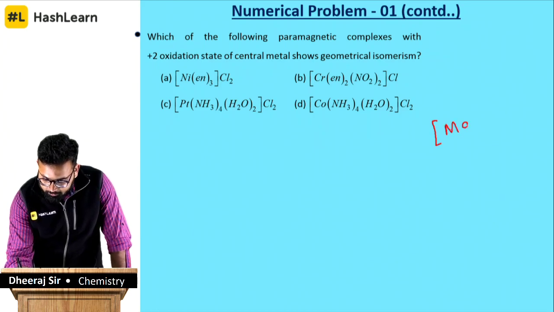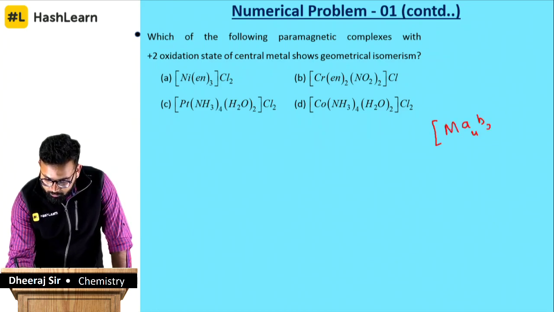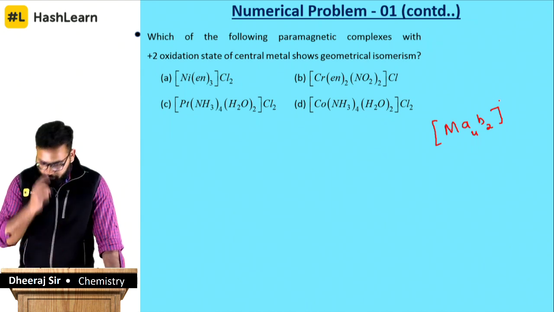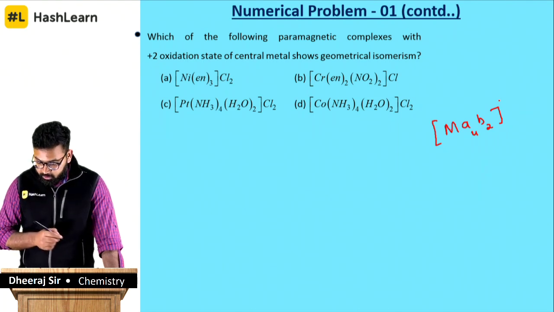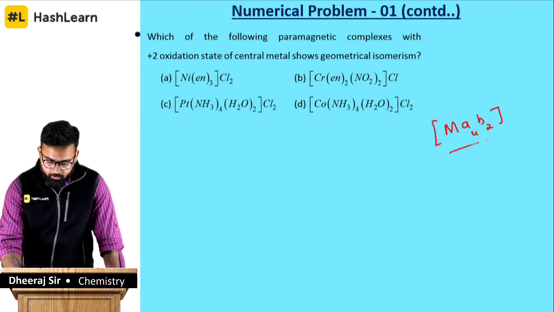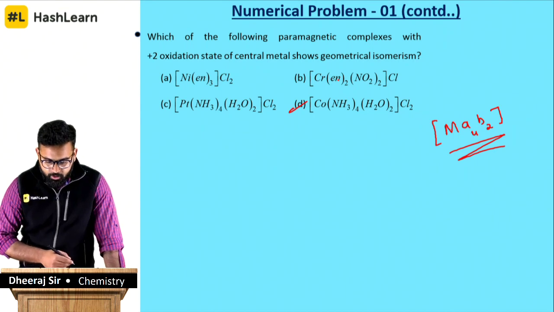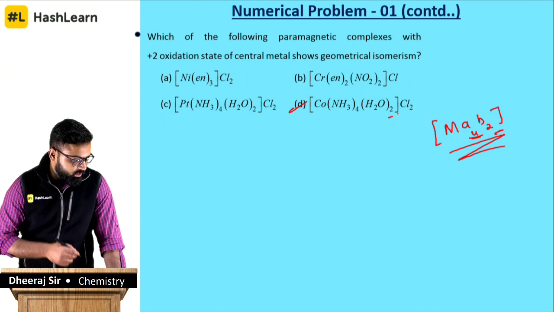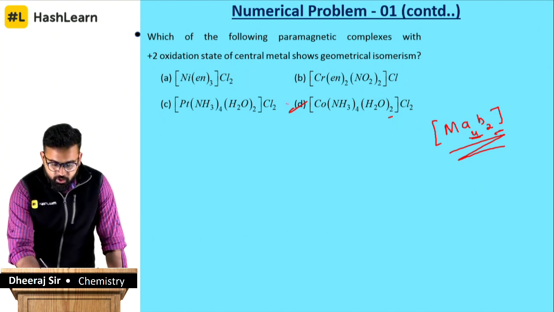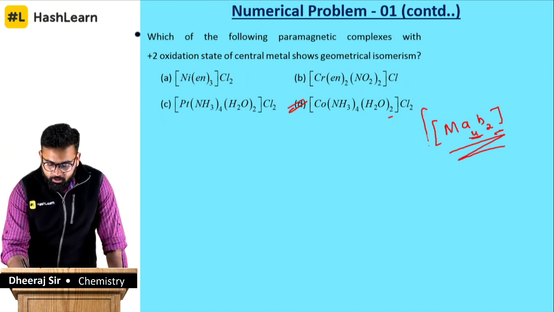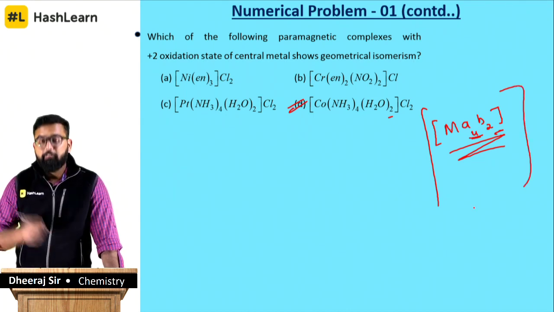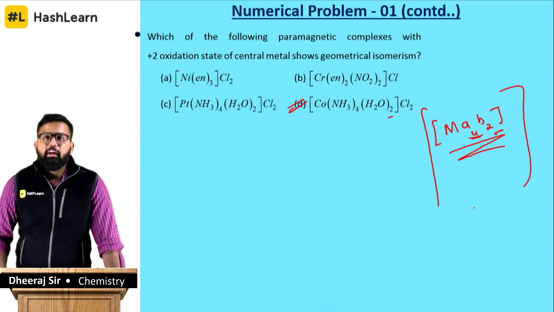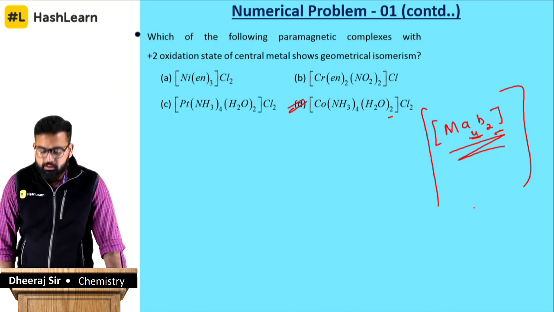A molecule of this format, Ma4B2, gives geometrical isomerism. So you have to just check which one is of this sort. If you check, it is this. So 4 and 2, it is this. Just try to understand that if you recall, I had given you around 4 or 5 different types of molecular formulae which will exhibit geometrical isomerism. One of them is this.